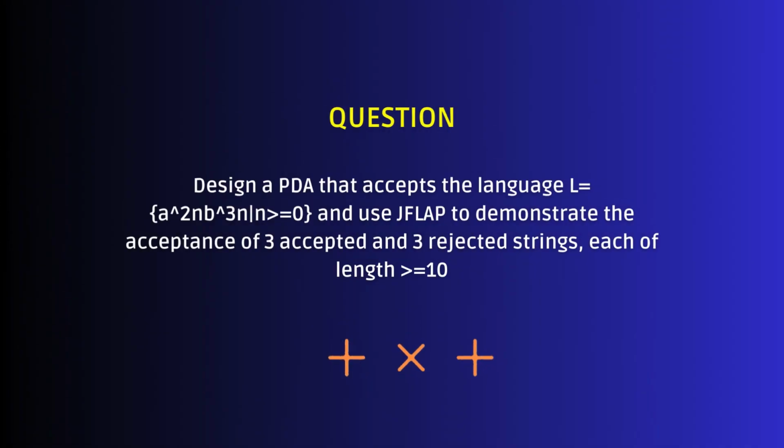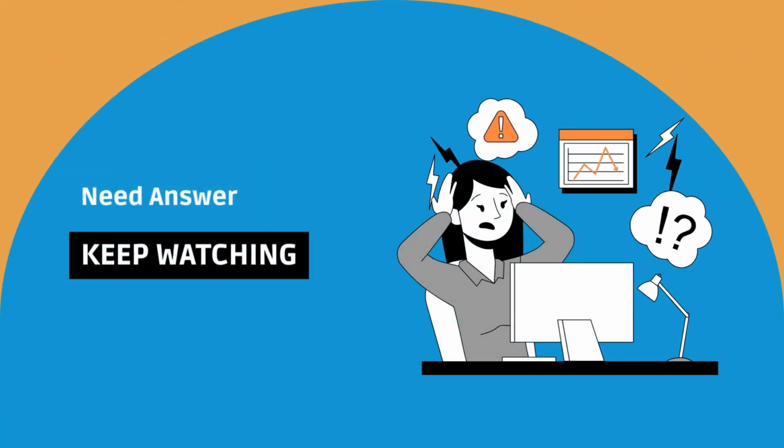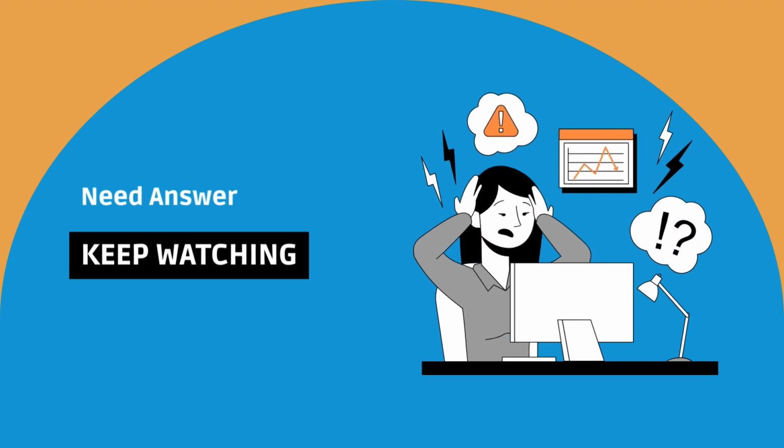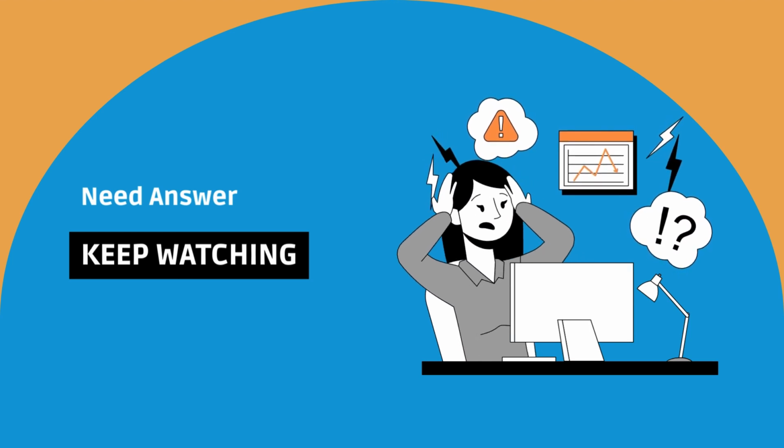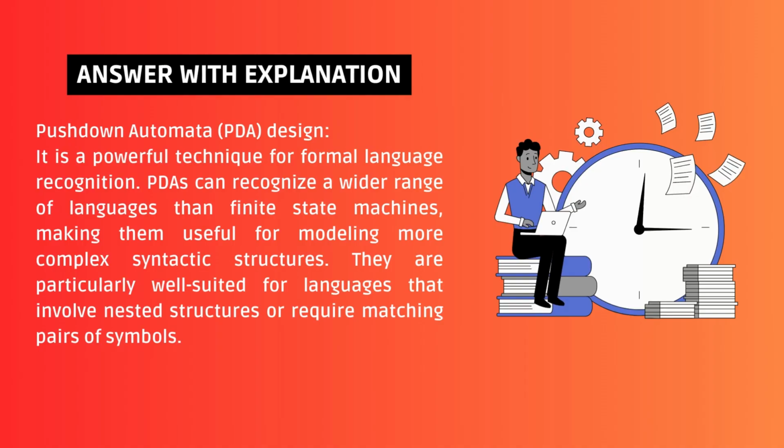Our task is to design a PDA that accepts the given language and use JFLAP to demonstrate the acceptance of 3 accepted and 3 rejected strings. Let's move further. The solution you're looking for is on its way. So stay tuned, keep watching, and let's unravel the insights together.